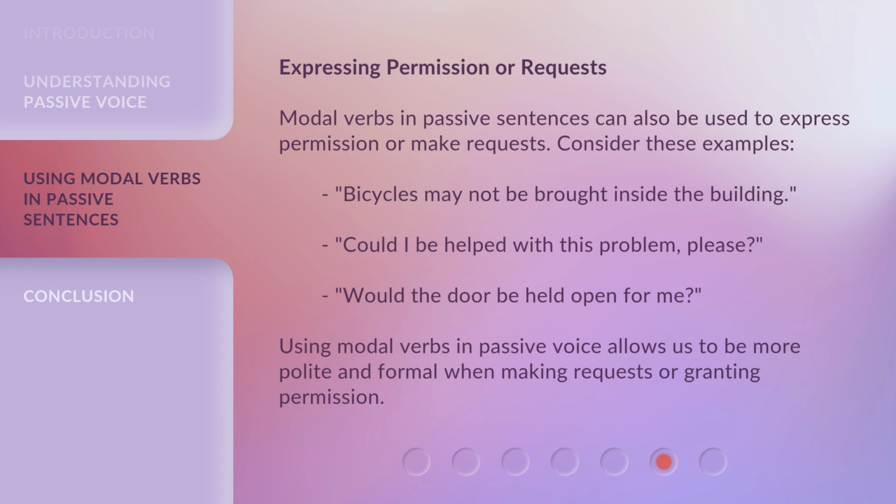Expressing permission or requests. Modal verbs in passive sentences can also be used to express permission or make requests. Consider these examples. Bicycles may not be brought inside the building. Could I be helped with this problem, please? Would the door be held open for me? Using modal verbs in passive voice allows us to be more polite and formal when making requests or granting permission.